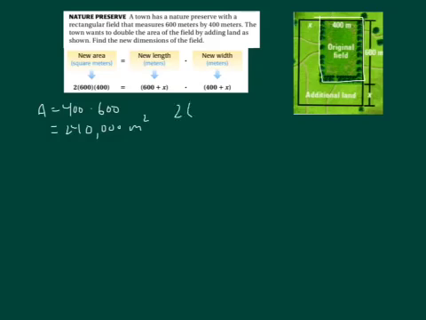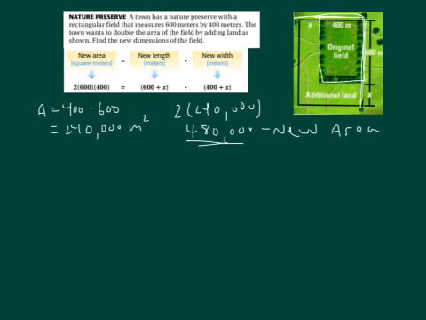So 2 times 240,000 is 480,000. That's the area they want, the new area. Okay. Well, what are the new dimensions? The new dimensions are right here listed in the picture. 400 plus the x on the width or the base, and 600 plus x on our length.